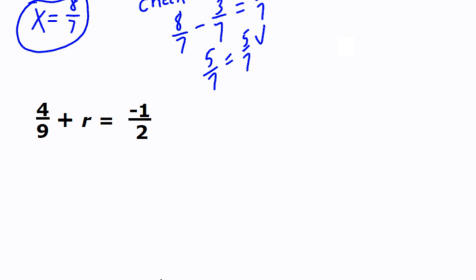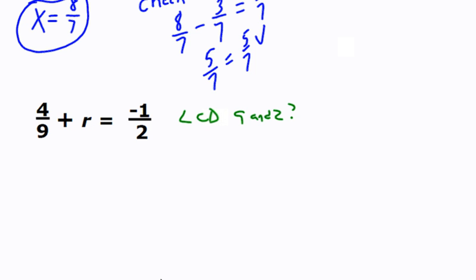So this time, I've got a couple of issues in play here. I can't just go into my transformation. What do you think I should do first before I do a transformation? LCD, very good. So I'm going to ask myself what the LCD of 9 and 2 is. And what is that? 18. So that's what I'm going to work with.